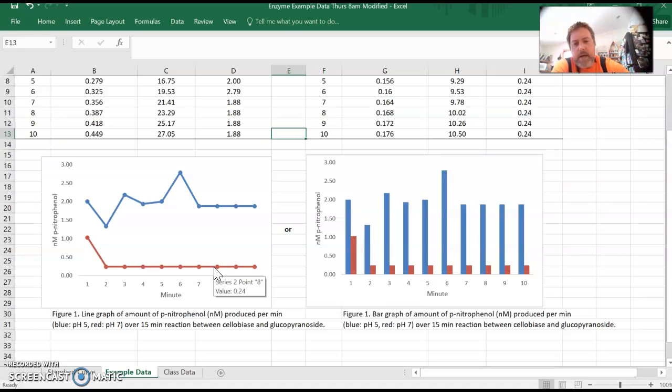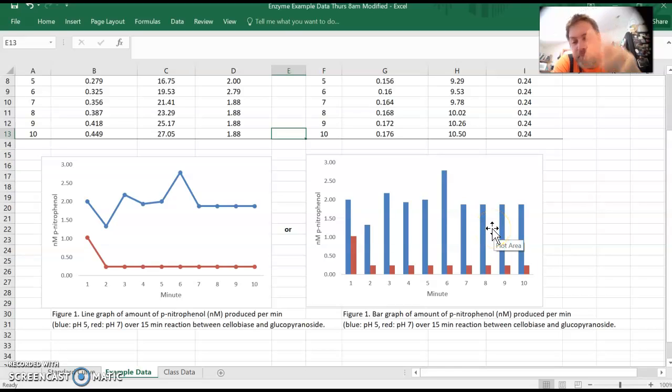There we go. And then this is just the same data set up in bar graph form, right? They're both conveying pretty much the same thing, showing that across the board you've got a higher average production of p-nitrophenol at pH 5.